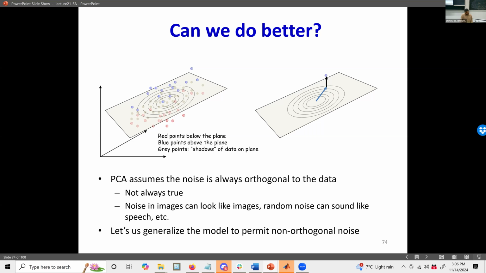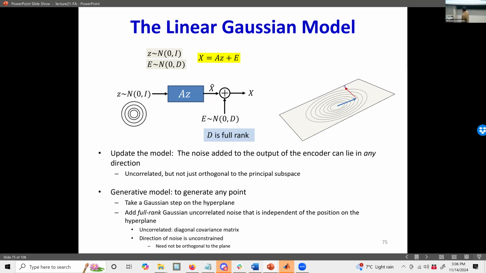Which means that the assumption that the noise is orthogonal to the principal subspace is kind of inaccurate. So how can I change that? I can say that I'm transforming Z through a linear transform, and then adding noise. But now I'm no longer requiring that the noise must be orthogonal to the surface. The noise can be isotropic.